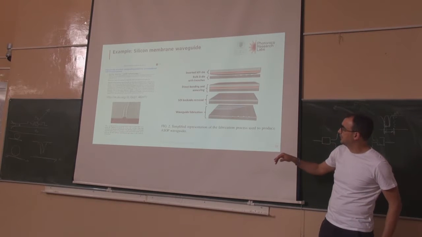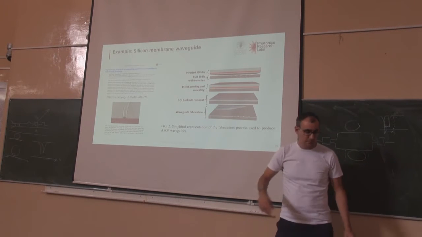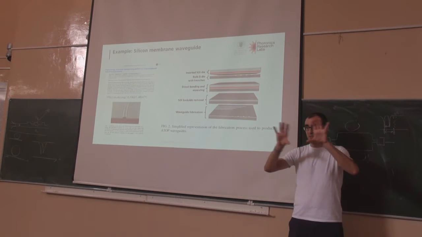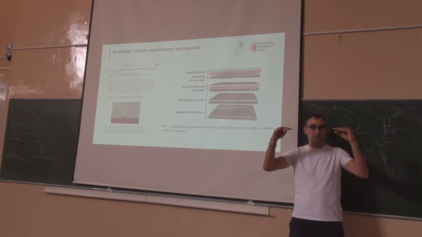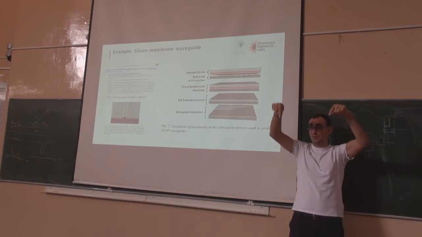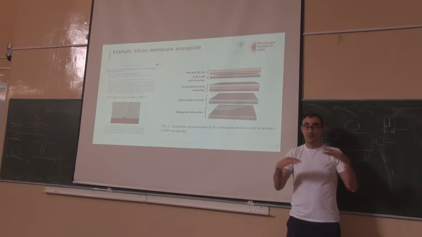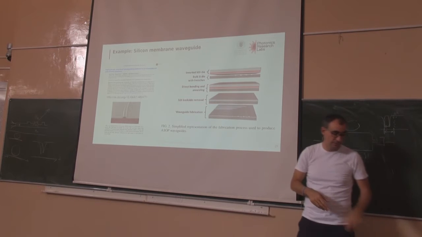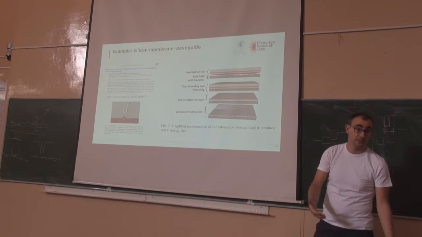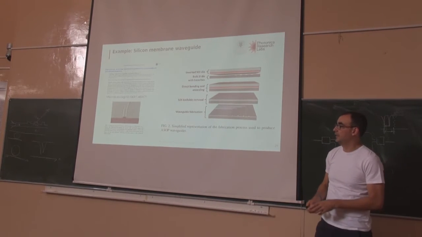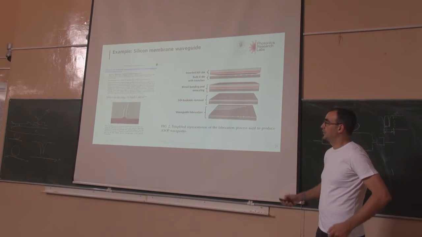I don't have any slide here, but you can depart from only a single wafer. You etch your waveguides, but you etch some holes around, and through the holes you can etch the bottom of the waveguides. This is also a lot of fantasy, but it's being done, and it has some drawbacks as well. And I think that we're going to try that.